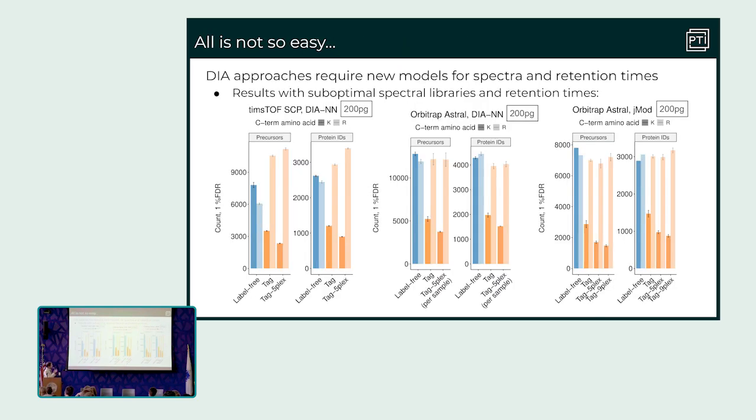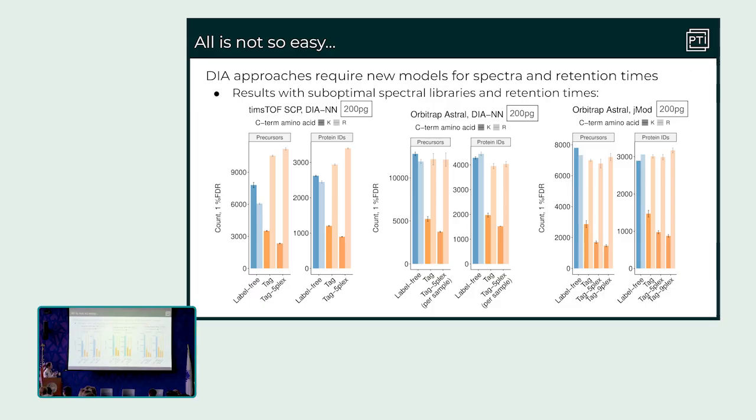But it's a different story when it comes to DIA. DIA search methods conversely rely heavily on well-matched spectral libraries, and particularly very accurate retention time prediction for every peptide in the library. This is where we start to see reduced performance and challenges in identifying these lysine terminating peptides. So I'm showing now 200 picogram injections on both our timsTOF SCP and Orbitrap Astral. We see that we have very good coverage of our arginine terminating peptides, on par with or better than label-free, but the lysine terminating peptides have a much lower identification rate. And we attribute this mostly to suboptimal spectral libraries.